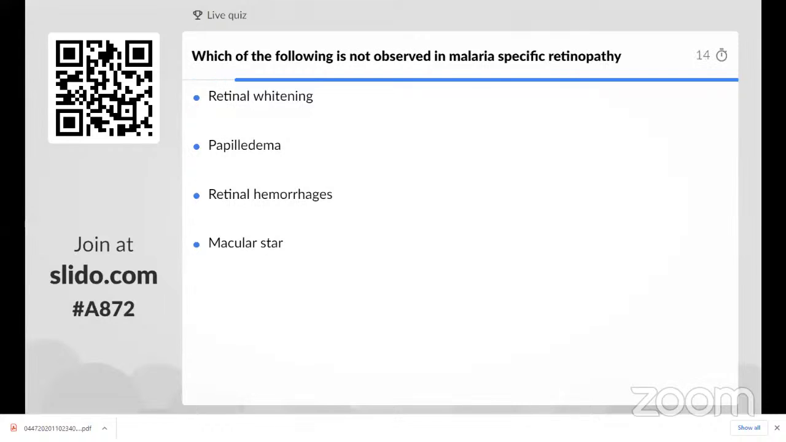Okay, now we are going to malaria. Which of the following is not observed in malaria-specific retinopathy? Retinal whitening, papilloedema, retinal hemorrhage, and macular star: which is not seen in malaria-specific retinopathy?